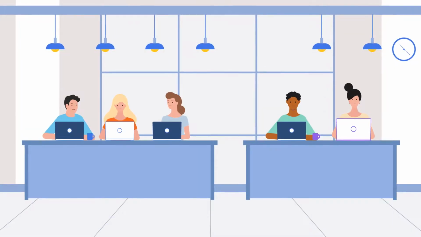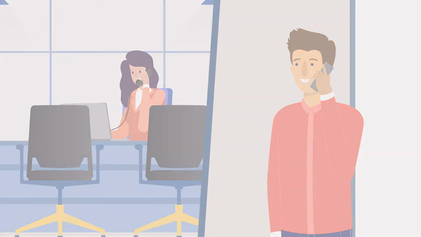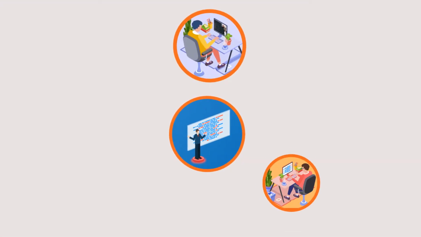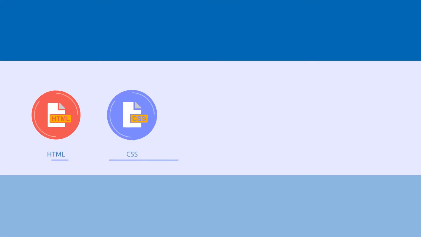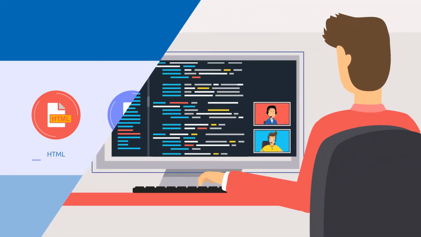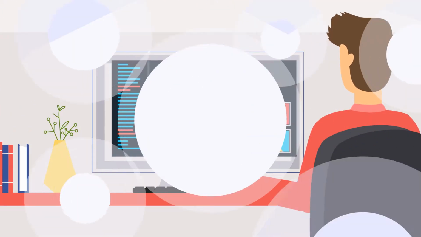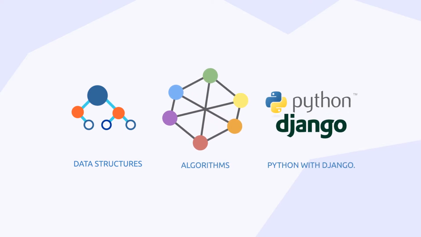We select high-potential students through free coding boot camps and telephonic interviews, and put them through a 6-month, full-time, online, live, immersive training. Learn HTML, CSS, JavaScript, Angular, and Node. Get live help with stuff. Master computer science, data structures, algorithms, Python, and Django.